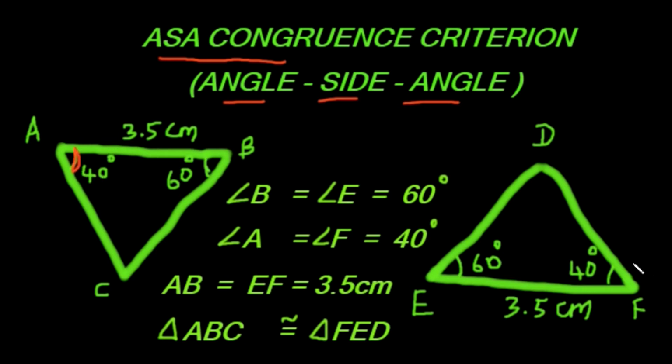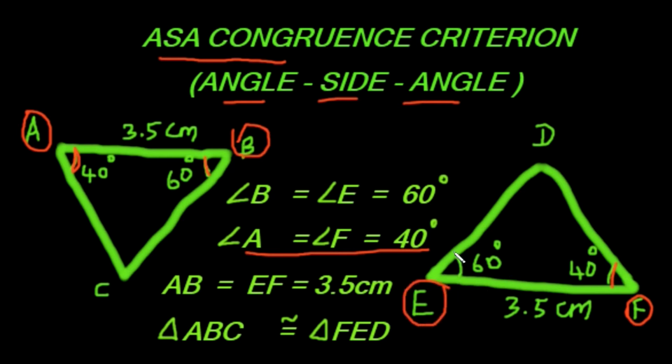Likewise, angle F is also 40 degrees. So, can we write angle A is equal to angle F equal to 40 degrees. Now, what is the next angle? 60 degrees. So, angle B is equal to 60 degrees. Likewise, angle E is equal to 60 degrees. So, we can write angle B is equal to angle E, which is equal to 60 degrees.